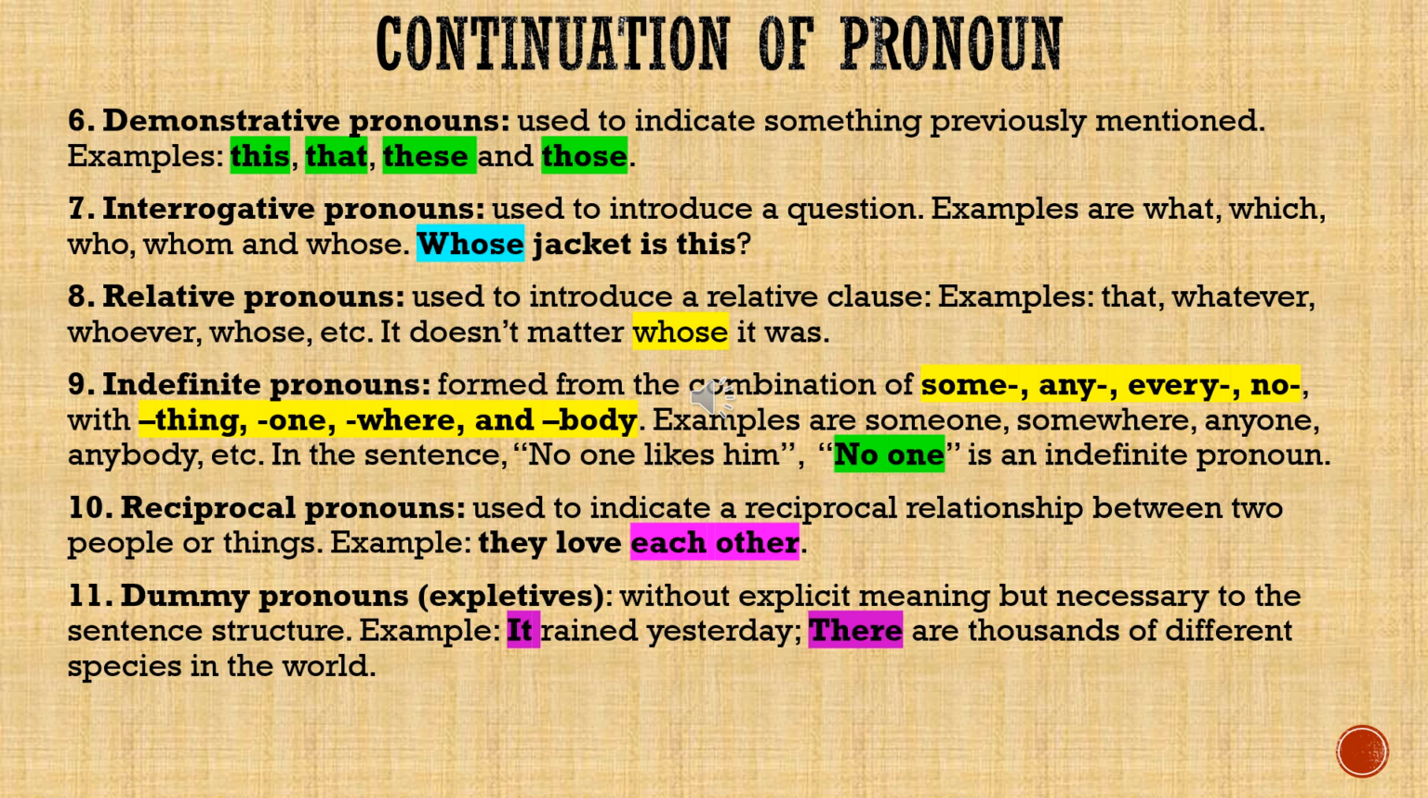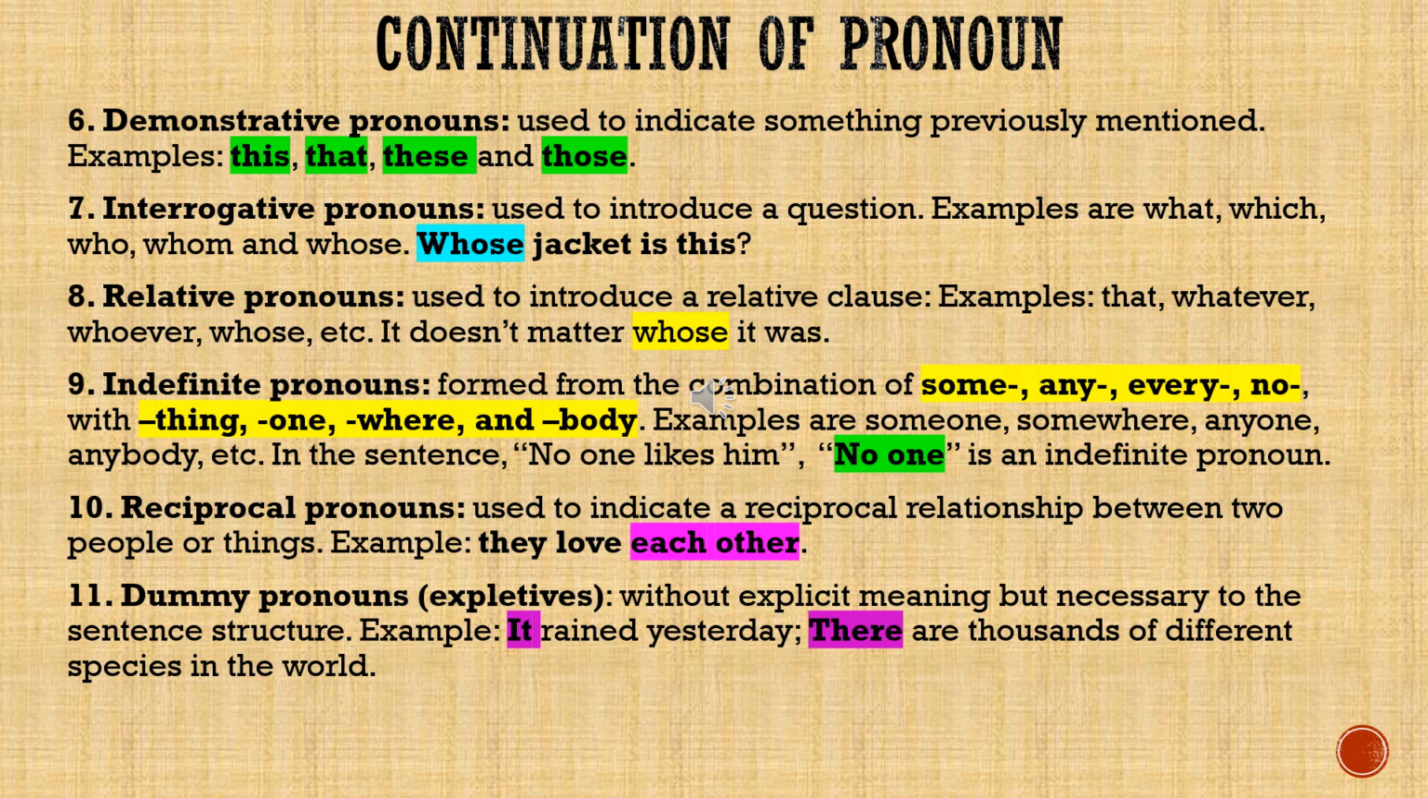In the sentence, "Whose jacket is this?" whose is an interrogative pronoun. 8. Relative pronoun. A relative pronoun is used to introduce a relative clause. Examples of relative pronouns are whichever, that, whatever, whoever, whomever, or whose. In the sentence, "The first thing that I thought of was a cloud," that is a relative pronoun.